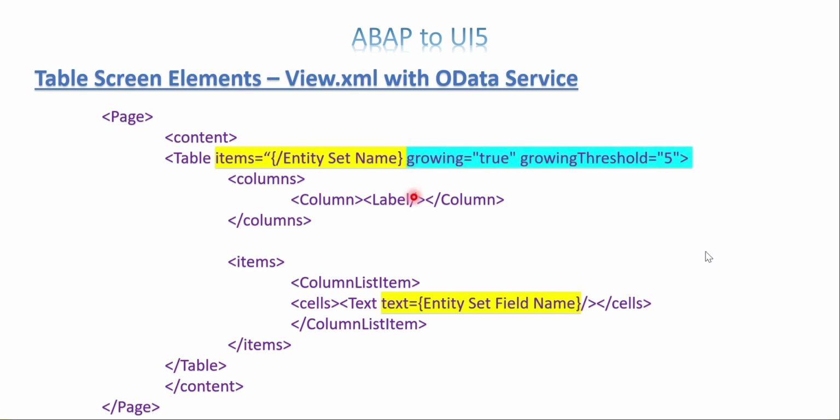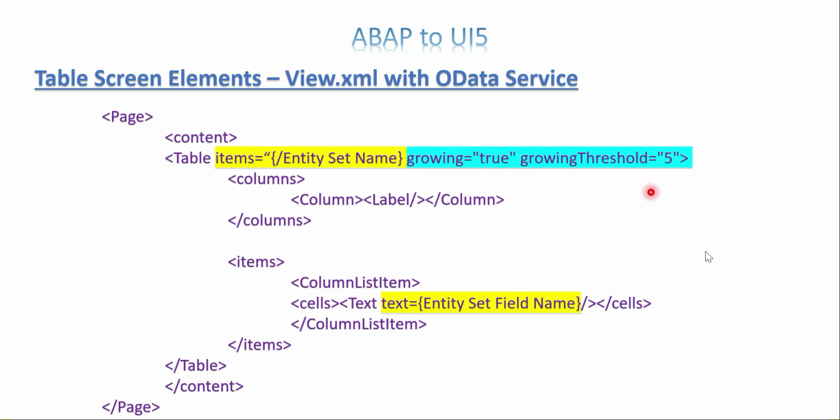Those are very basic properties. We have a lot of properties, so just play around and find what suits your requirement. Here a very basic property is growing: true, so the table is growing, and the growing threshold is 5. This controls how many records are displayed in your table: 5, 10, 15, 20.